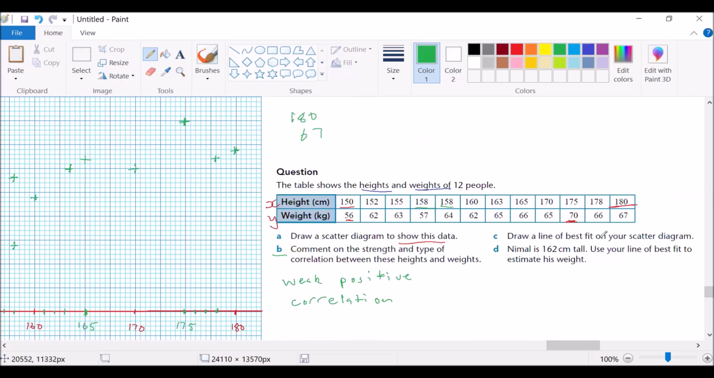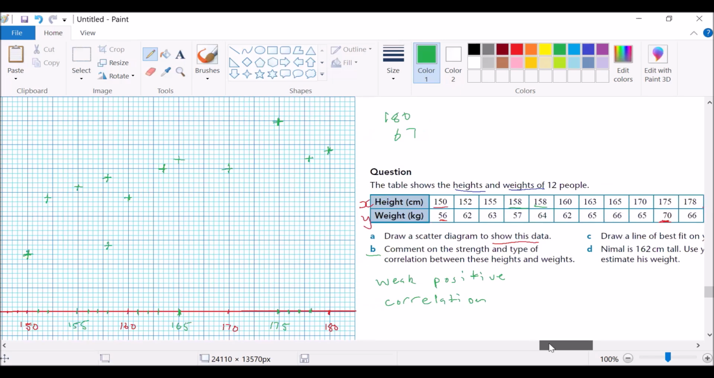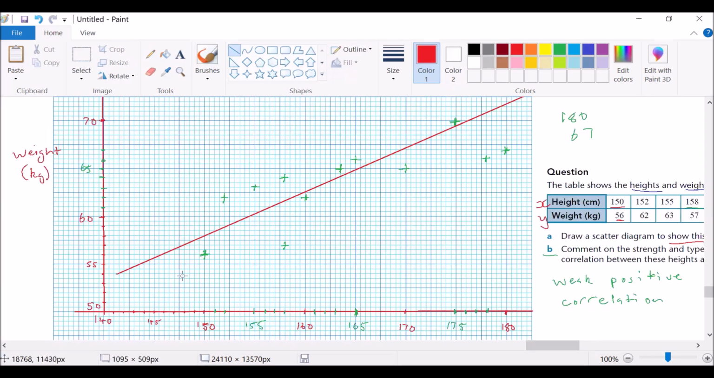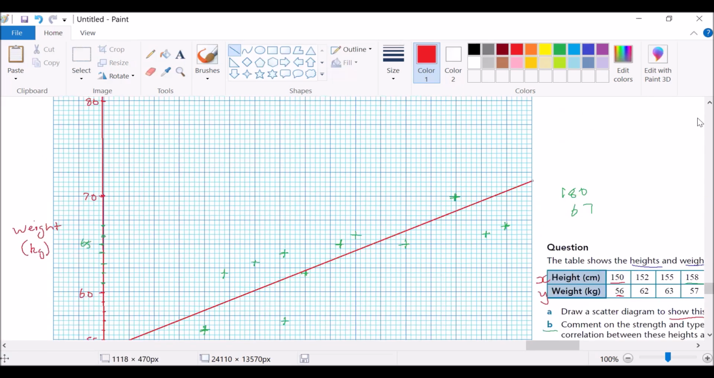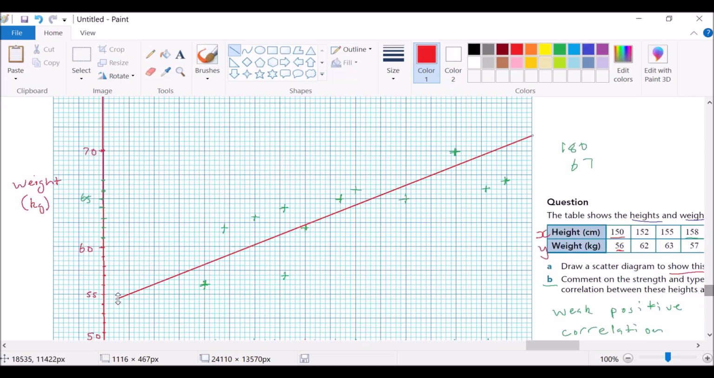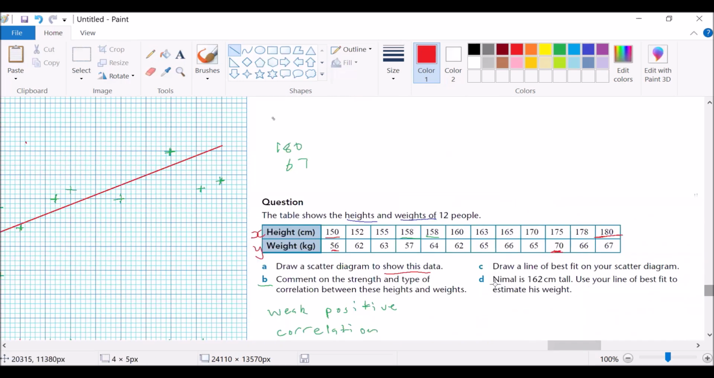Draw a line of best fit on your scatter diagram. This could be a line of best fit which shows the trend, and our line of best fit should be in the range we are given. So that is a good line of best fit.